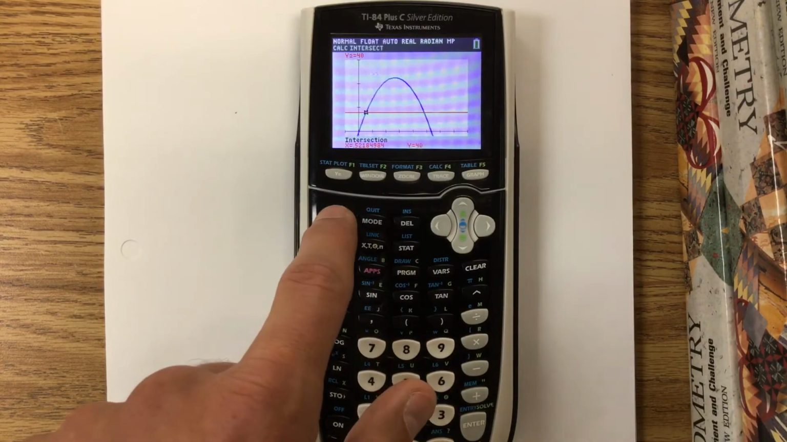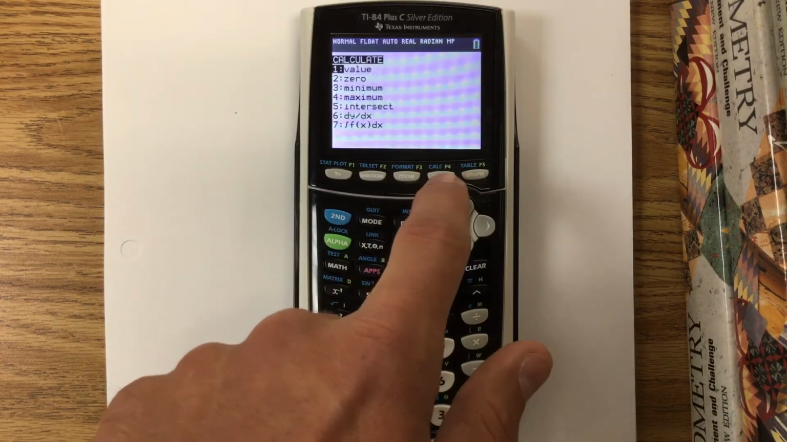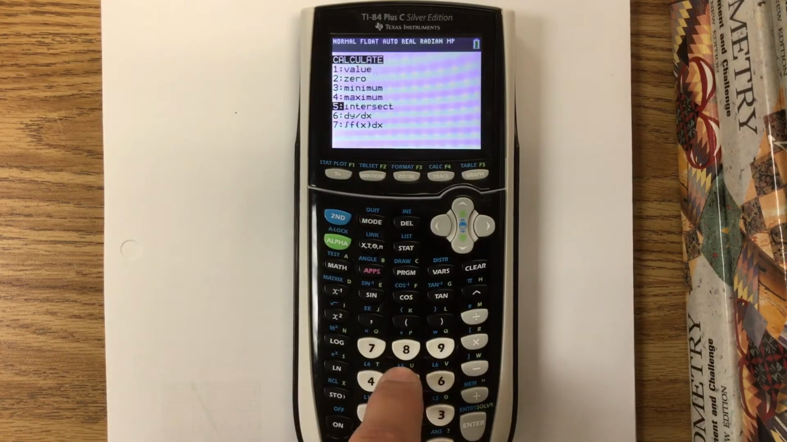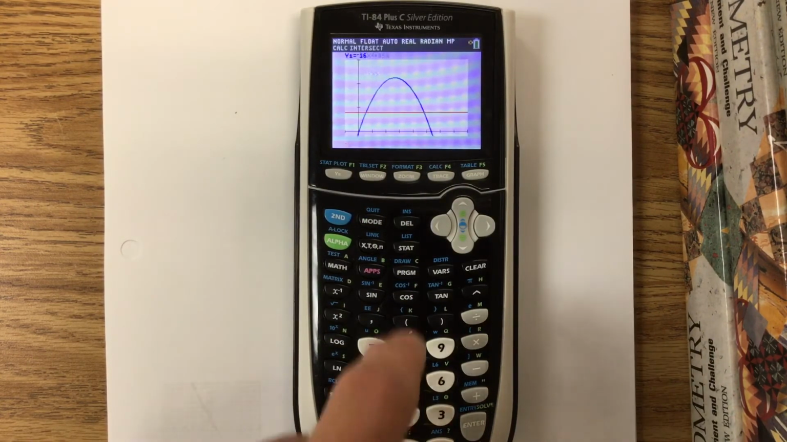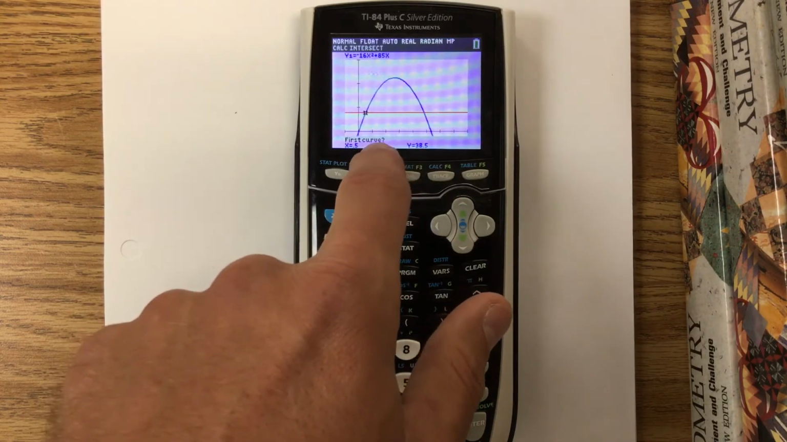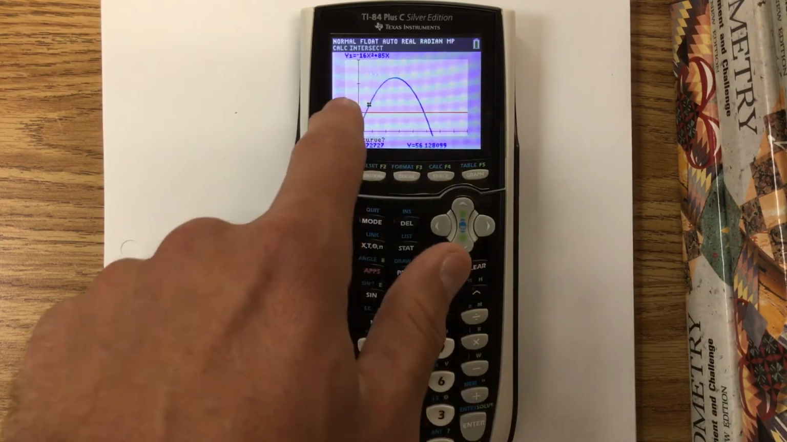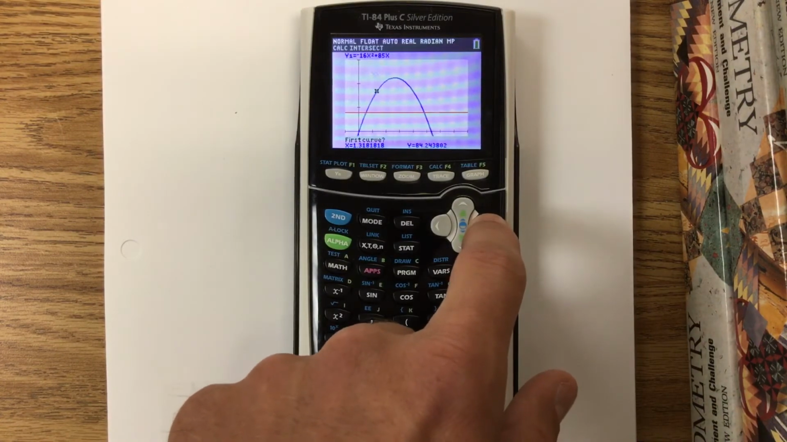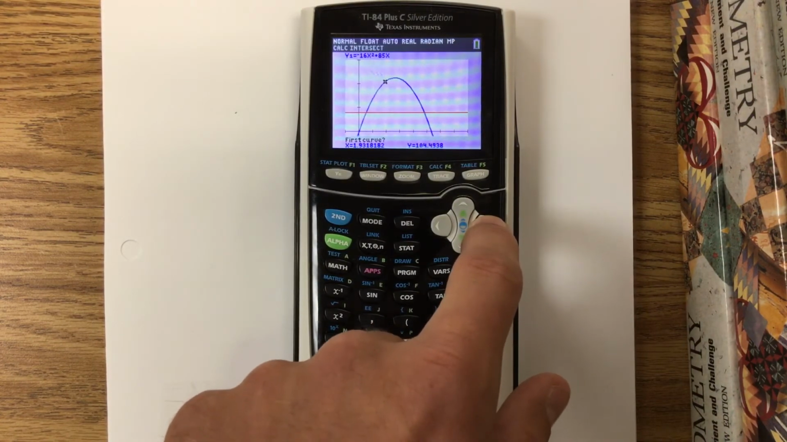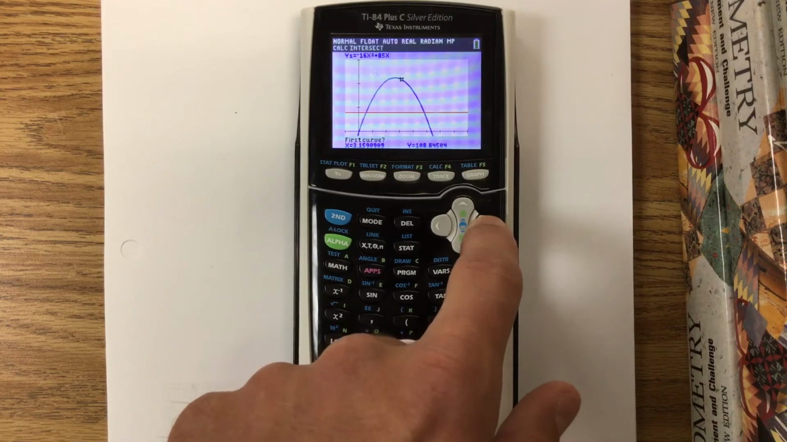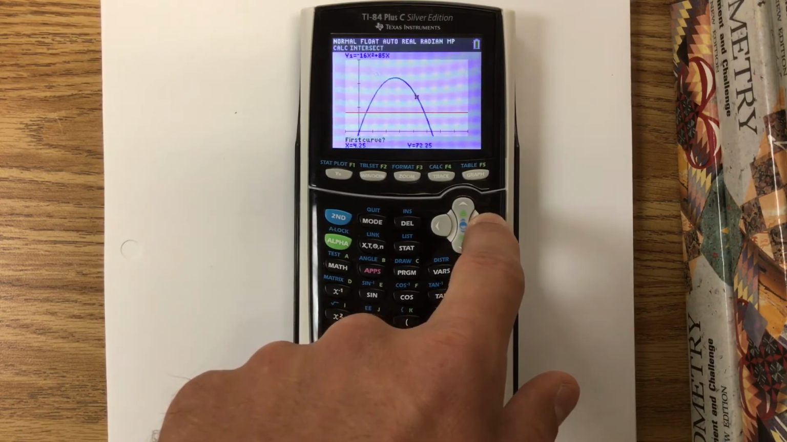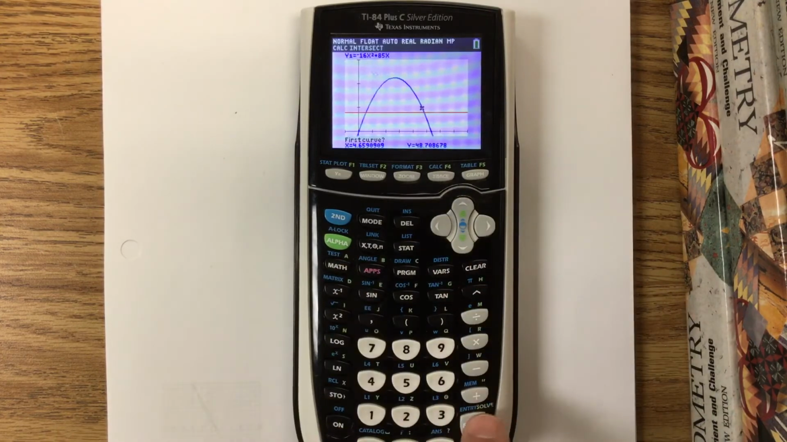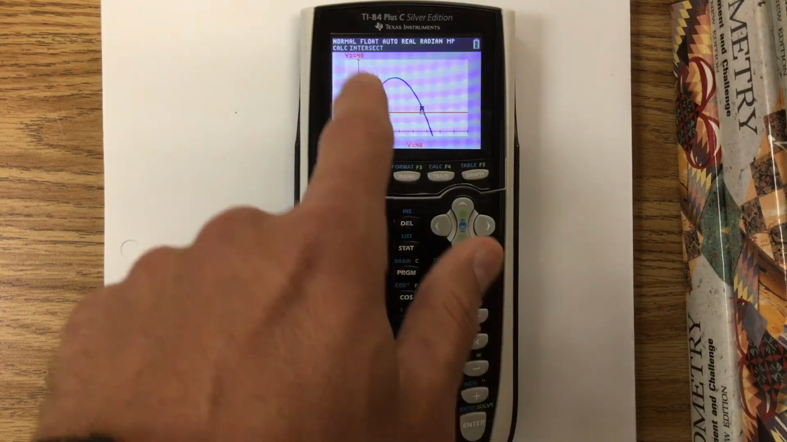I'm going to do the same thing. I'm going to press second, press calc, and come down to option number 5, or like I said earlier, you can just press 5. Now, it's going to ask me, are you on your first curve? Yeah, I'm on that first curve, that quadratic. I'm going to scroll over. Remember, you have to go left or right to scroll. You can't go up or down. I'm going to scroll over to this right side, and I'm going to say that the intersection point is right about there.